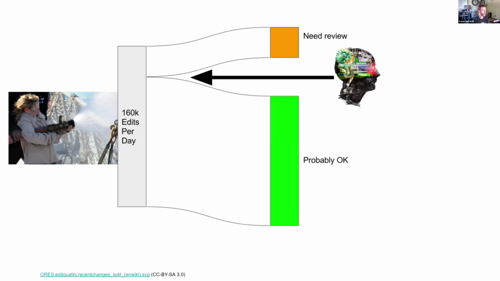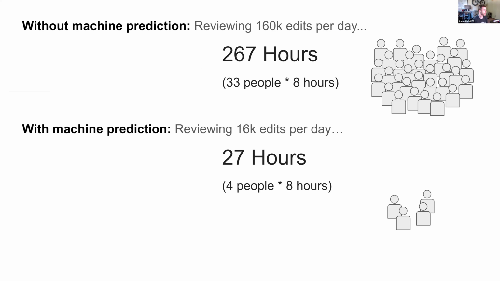There was a big change around this time where we invested in machine learning models, technology that can essentially filter out the edits that might be bad from the edits that are almost certainly okay, essentially filtering this fire hose. Without these machine predictions, it would take people about 167 labor hours per day, so about 33 people doing 8-hour days to review the 160,000 edits that we get to articles in Wikipedia. But with machine prediction, we can filter that down quite substantially, so that only 4 people doing about 8 hours a day can filter these 160,000 edits.